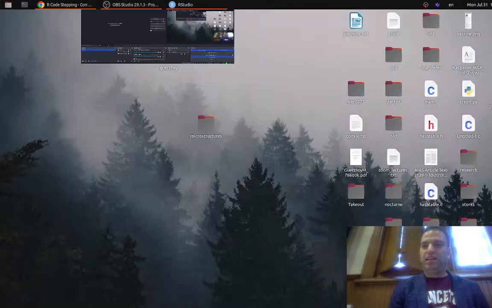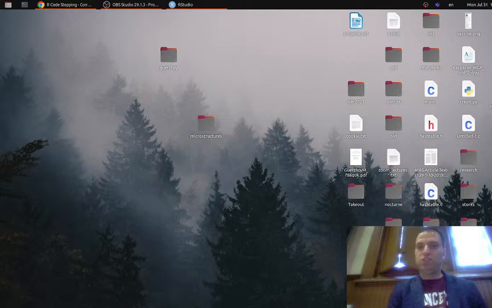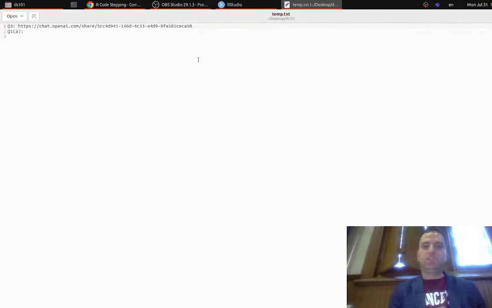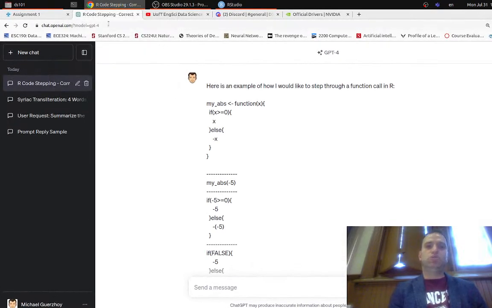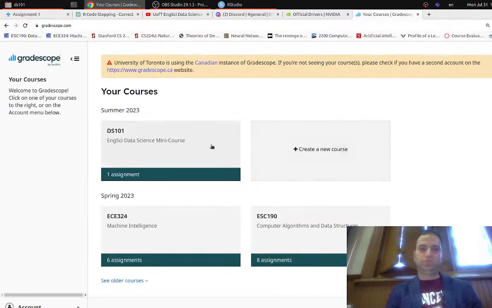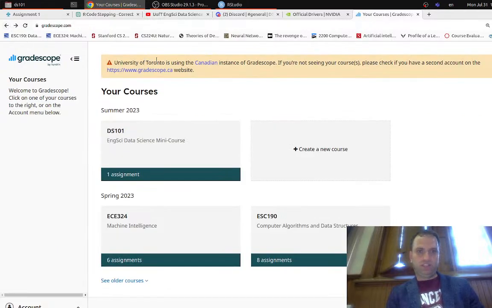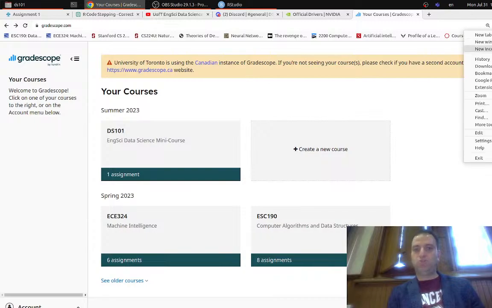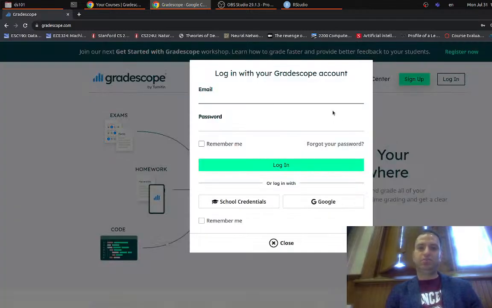So now if I go to my desktop, and if I go to my DS101 folder, here is my temp.txt that has all the information. And now I can go to Gradescope. I think this is actually not the right Gradescope, so what I'll do is open an incognito window to show you what it looks like when you log in from the student side.